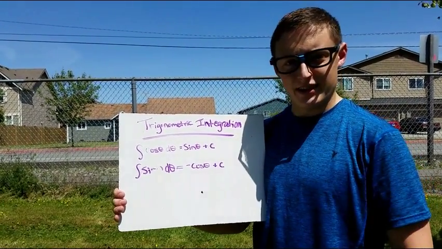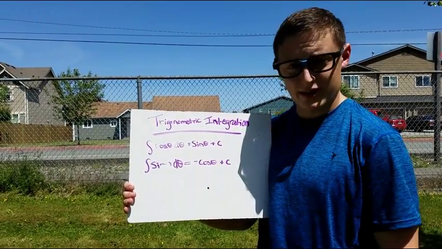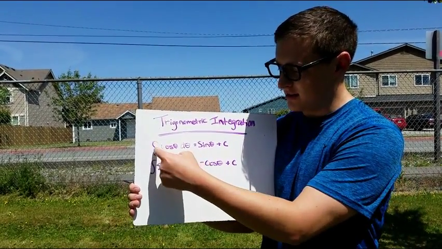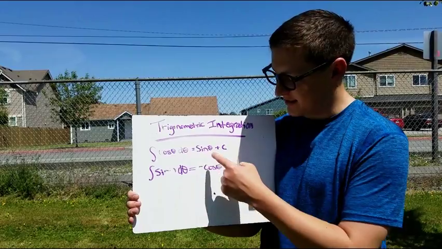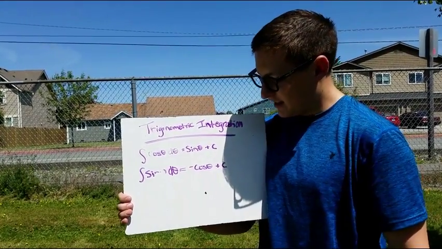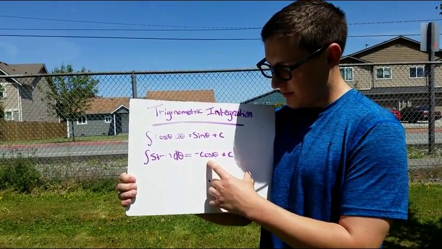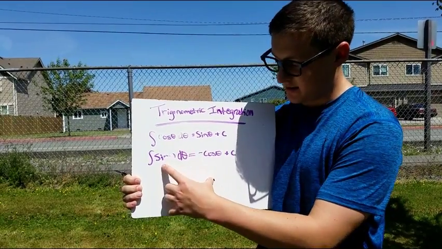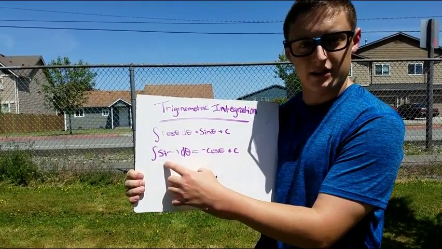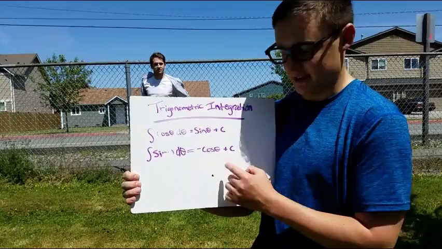Trigonometric integration. As you can recall, the derivative of sine theta is cosine theta, so the integral of cosine theta must be sine theta, but remember to put plus c. As with the derivative of cosine theta, it is negative sine theta, so when you integrate sine theta, you must put in a negative sign and then add plus c.